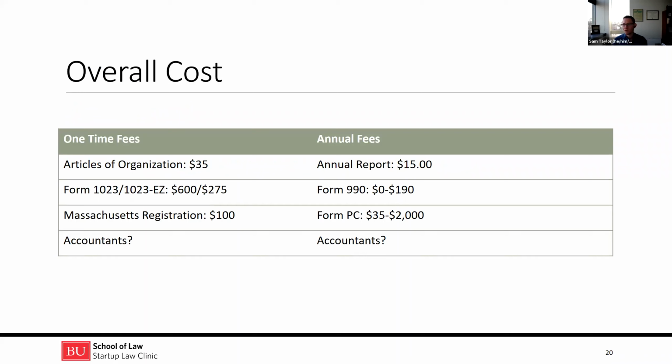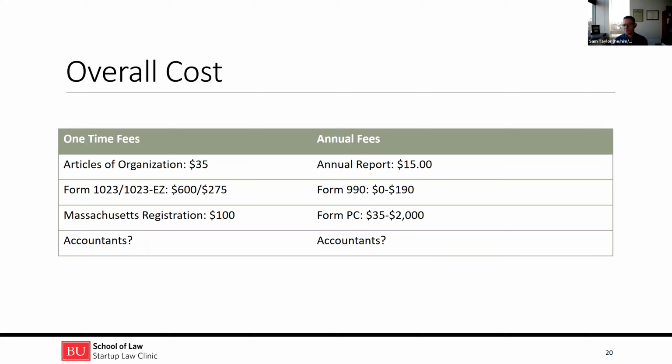And so we just want to give you an overall sense of cost here for the formation and then your ongoing annual fees. So in Massachusetts, it's just $35 to submit the articles of organization and form that nonprofit. And then to submit the Form 1023, it's anywhere from $275 to $600, depending on whether you're using the 1023 Easy or the full 1023. And then registration with the AG's office is $100. So you're talking here at most still under $1,000.